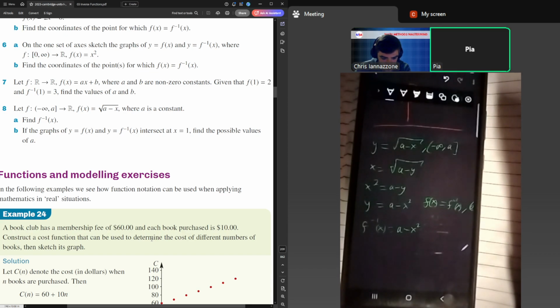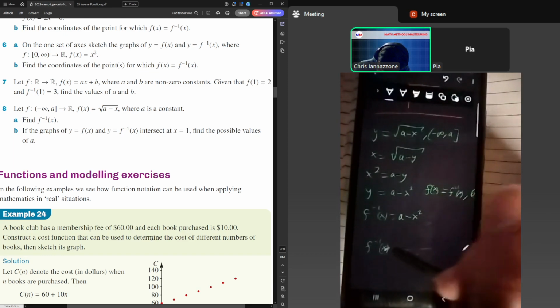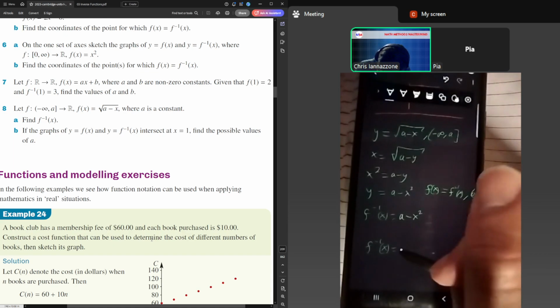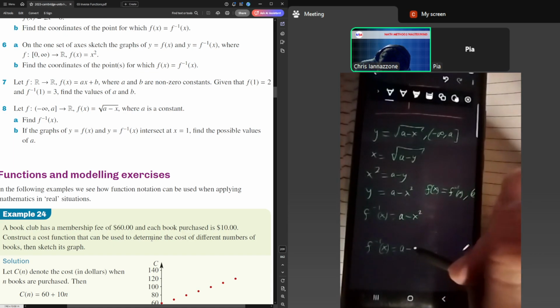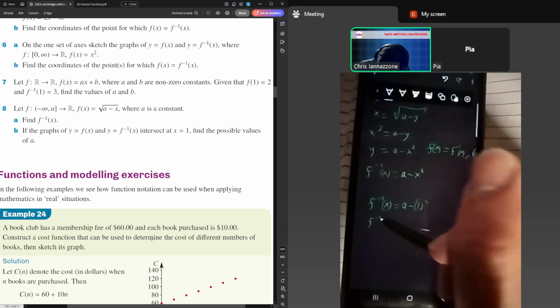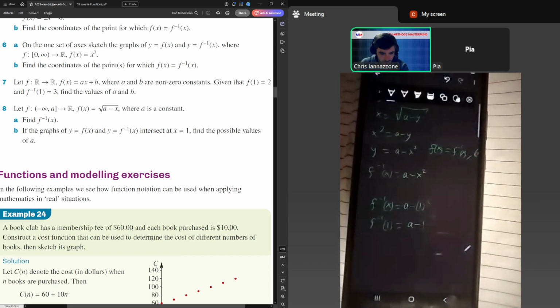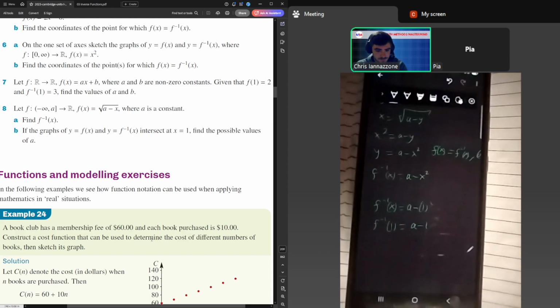Into the inverse? Okay. f inverse of 1 equals a minus 1 squared. Okay. What else?